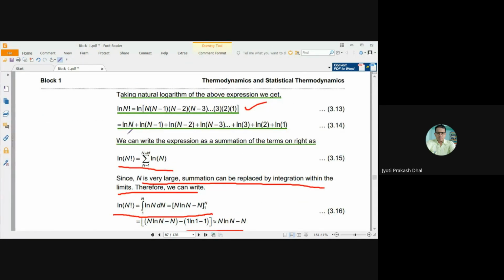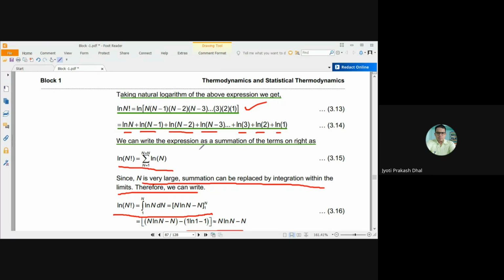So the right hand side will become ln n, because we know that ln a times ln b equals ln a into b, which equals ln a plus ln b. So the right hand side of the above equation will become ln n plus ln n minus 1 plus ln n minus 2 plus ln n minus 3, and so on, plus ln 3 plus ln 2 plus ln 1.